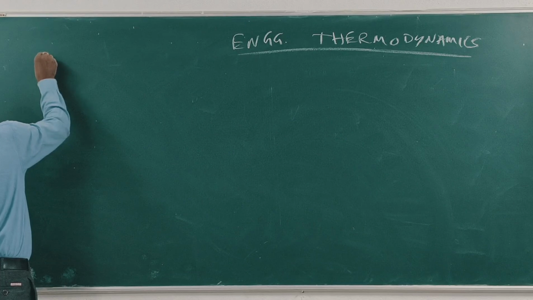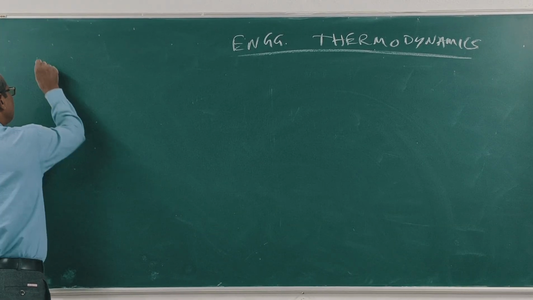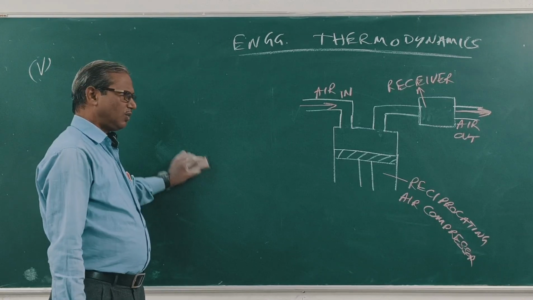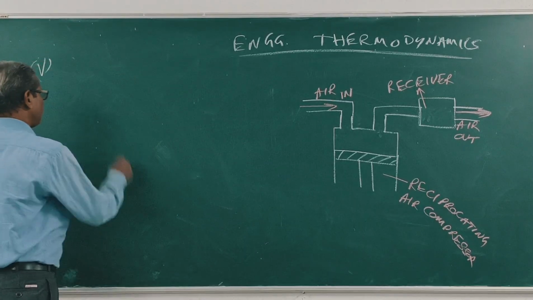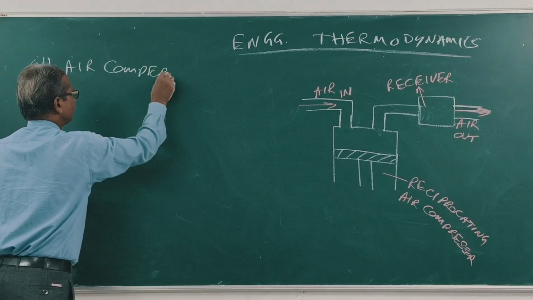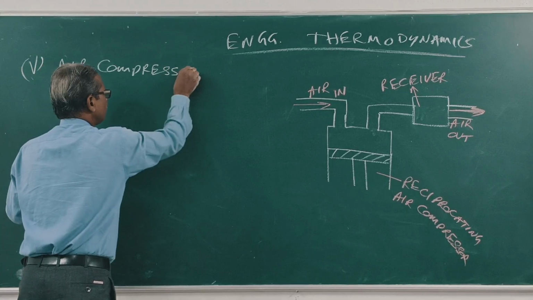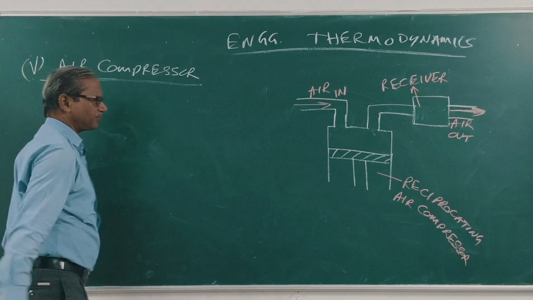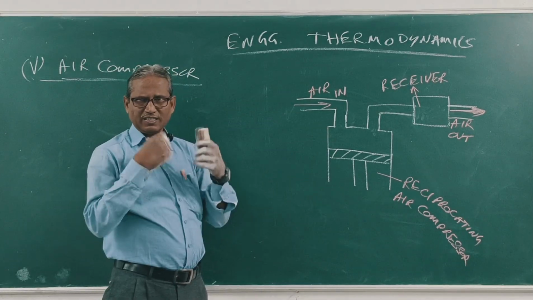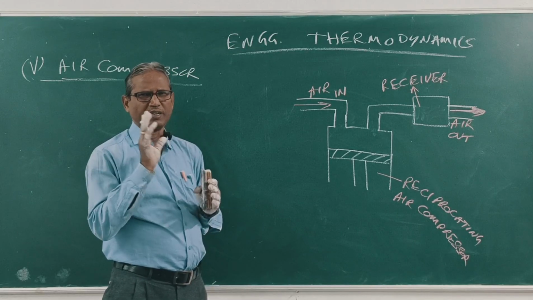Number 5, now this is the air compressor. What is an air compressor? This is a device which compresses air and discharges it at high pressure in a limited quantity.